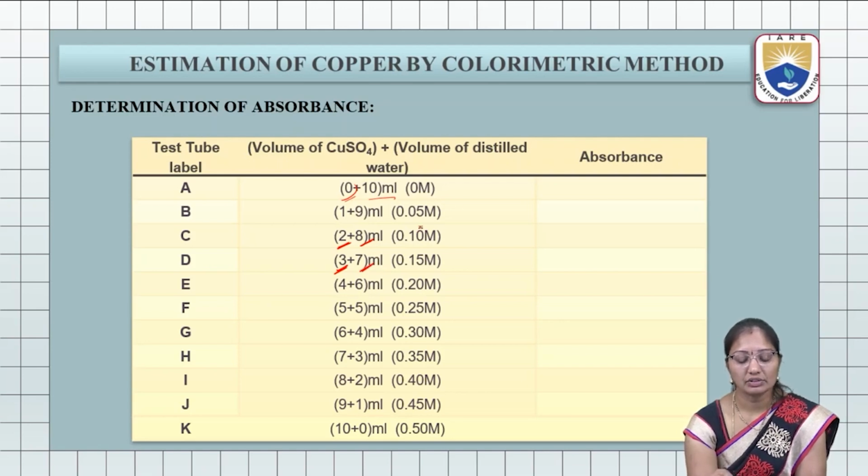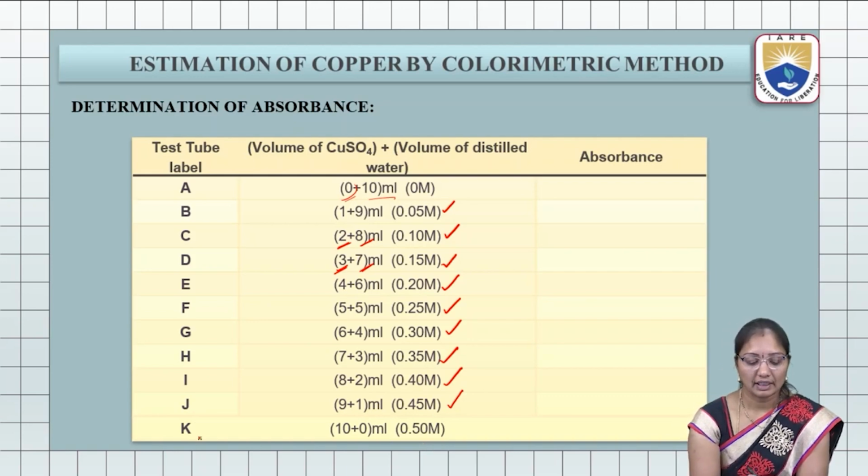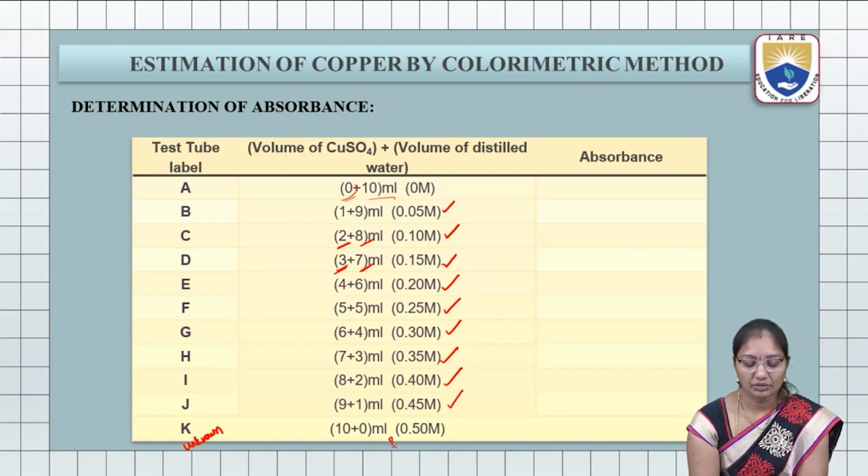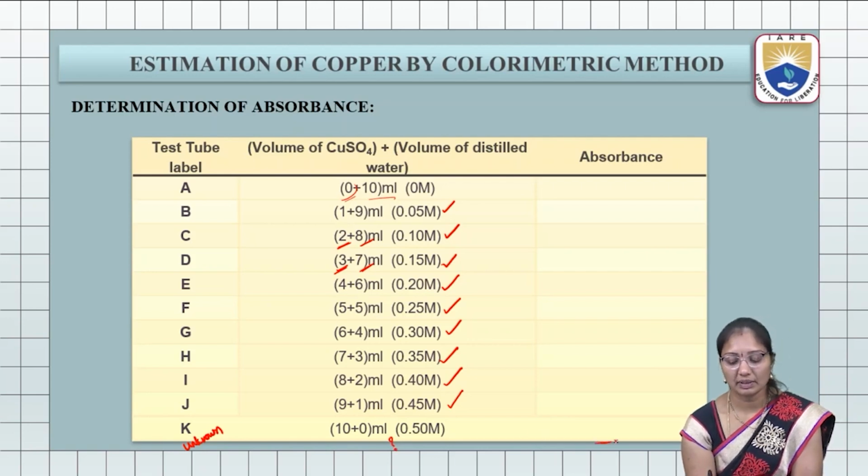By adding these, the molarity we are getting for the solutions is 0.05 M, 0.10, 0.15 M, 0.2 M, 0.25 M and so on up to 0.45 M. For J it was 0.45 M and for K it is 0.50 M. Then the next value should be the unknown. This concentration we don't know. Based on this absorbance, we are plotting from the graph.